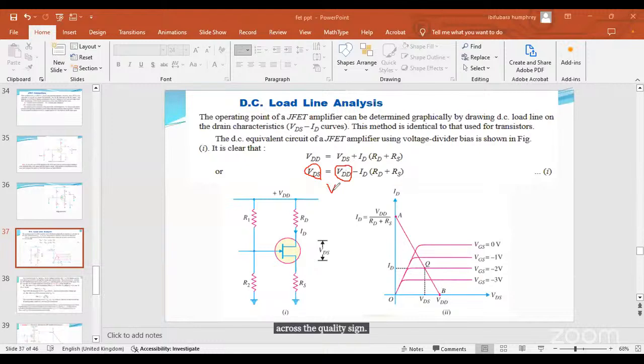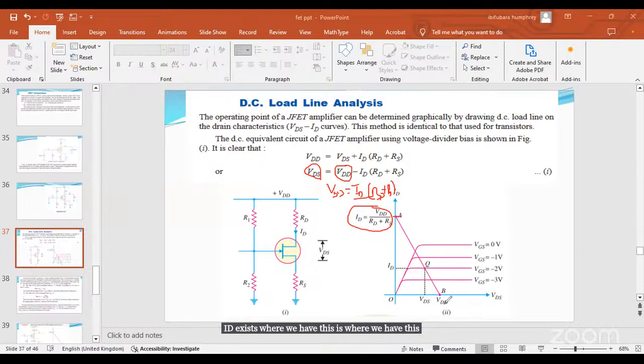So if this crosses the equality sign, we have VDD is equal to ID in bracket RD plus RS. So if we make I the subject of the formula, we are going to have this expression. So the point on the ID axis where we have this is here.